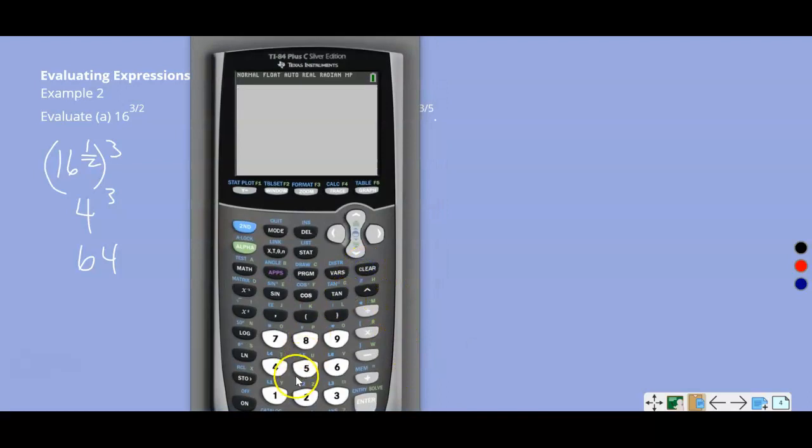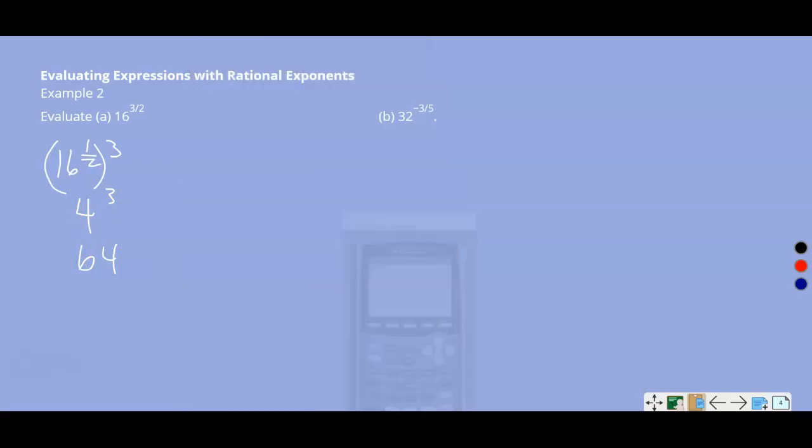Again, if you're allowed to use your calculator, type 16 raised to the 3/2 power. You may or may not have to use parentheses here. I always use parentheses just to make sure that it's raising it to that whole power. So 64 is the answer if you type it in. But again, make sure you understand the properties so you can do that even without a calculator.